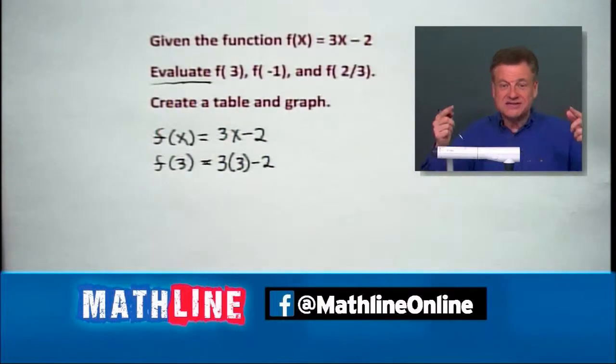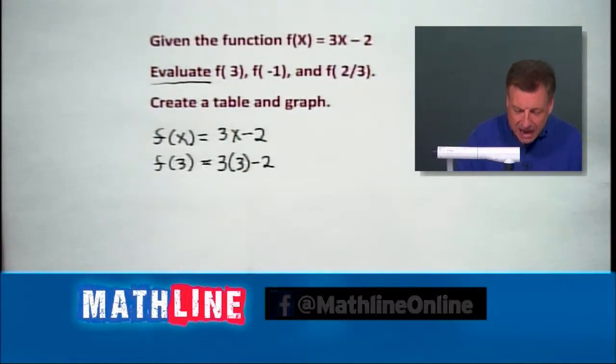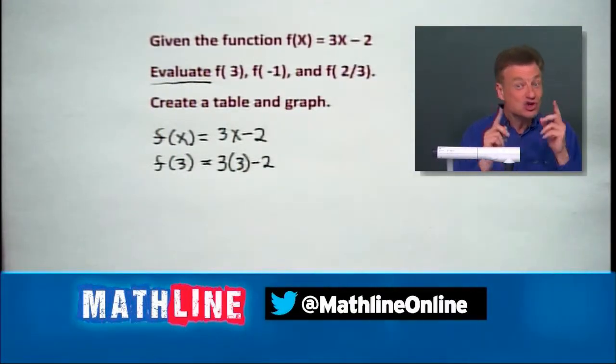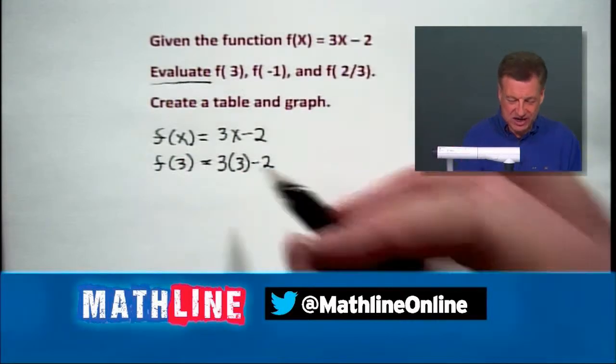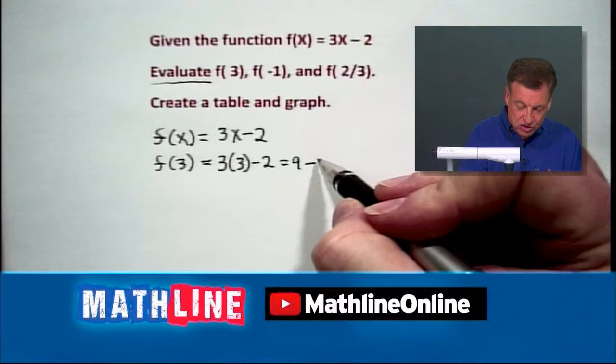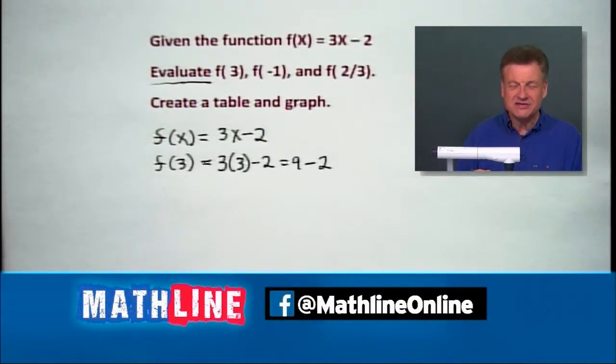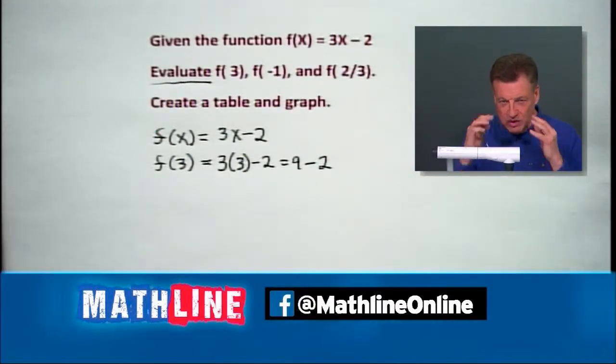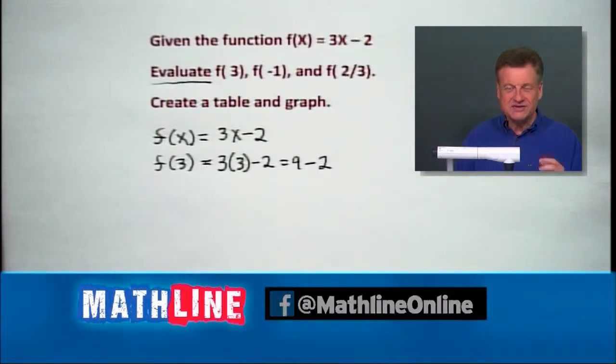And remember, my dear Aunt Sally, not only is it working good for us left to right, but my dear Aunt Sally says we multiply before we subtract. So, you got it? 3 times 3 is going to give us 9. And minus 2. By the way, for those of you who are wondering what in the world that dear Aunt Sally is, that's the order of operations. In other words, we multiply before we subtract.